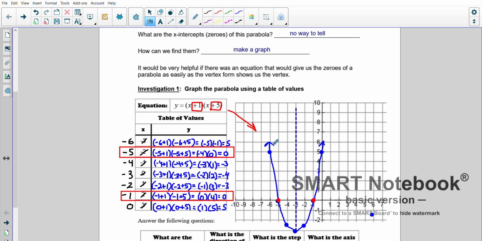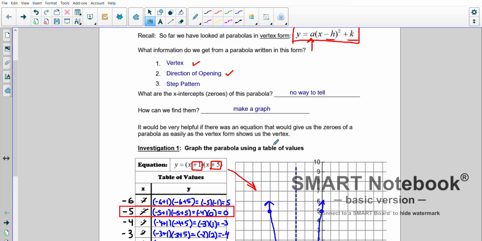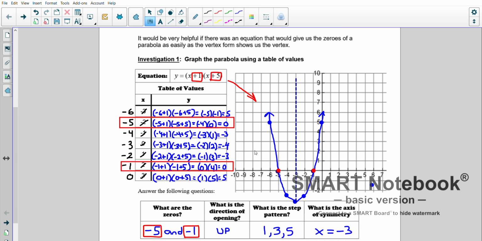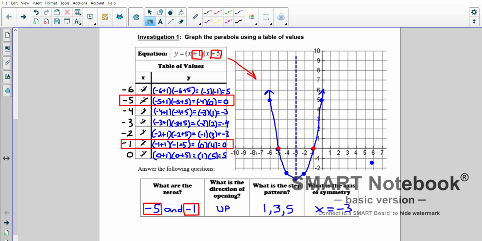Okay, so just because it's not in the vertex form doesn't mean it's not a parabola. There's actually another form that we probably won't get to called the standard form, but there are multiple forms to look at. So what kind of connections can we make from this? So let's go ahead and answer these questions.